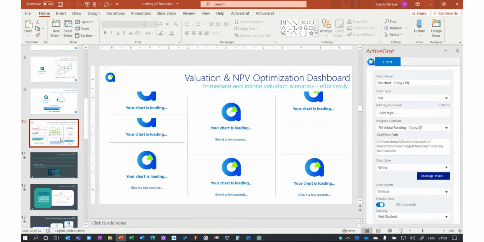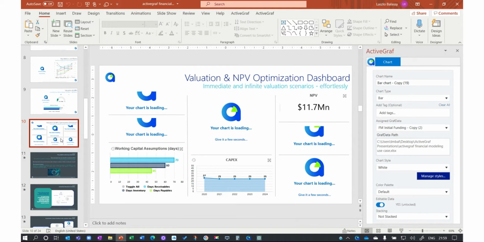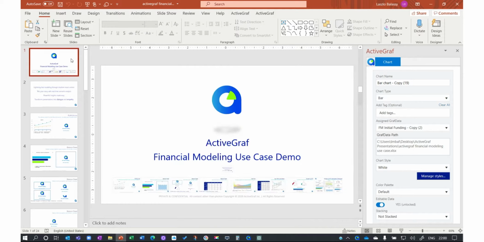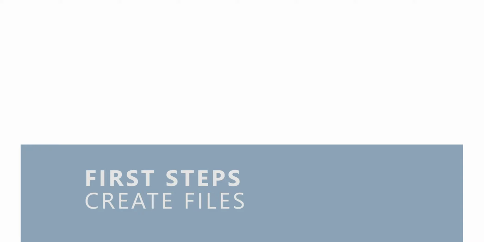Now, if these charts were attached to different Excels, those Excels would also automatically be open. You can also just open an Excel and it will initialize in a very similar way. The charts will load, the task pane will also open. Okay, so now we'll get started with using ActiveGraf together.